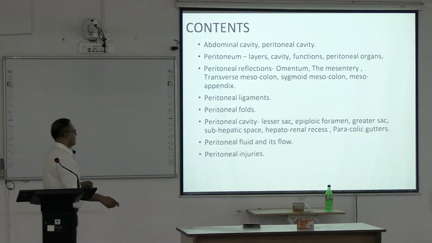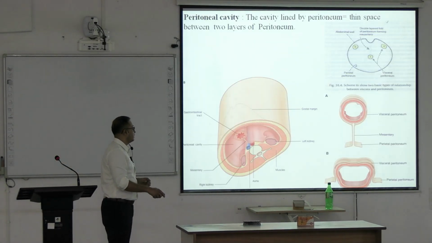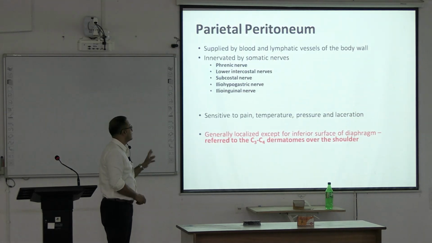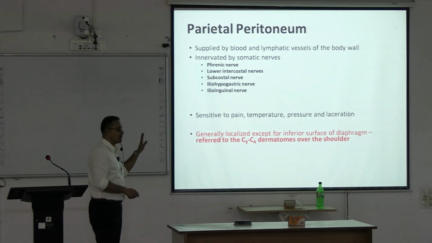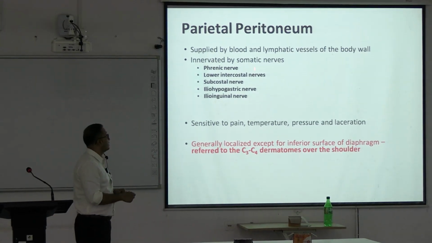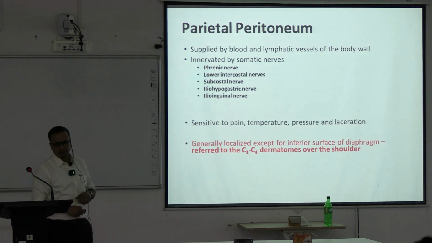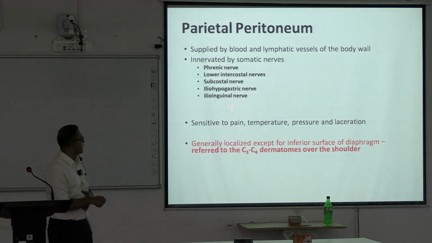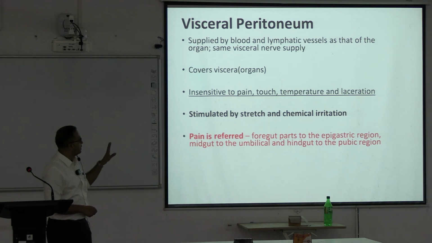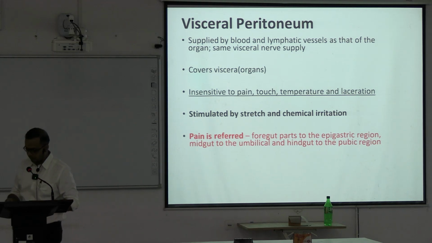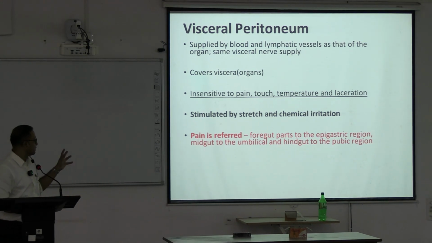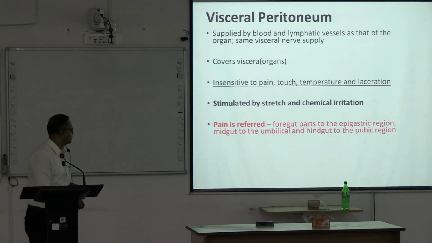Now, the parietal layer and the visceral layer have different innervations and blood supply, as this covering is covering either the parietes or the viscera. So, the parietal peritoneum is supplied by somatic nerves, whereas the visceral peritoneum is supplied by autonomic nerves. These autonomic nerves cannot feel pain, and that is why it is called insensitive to pain, but that does not mean it feels nothing. It feels other sensations, but the pain receptors are not there.